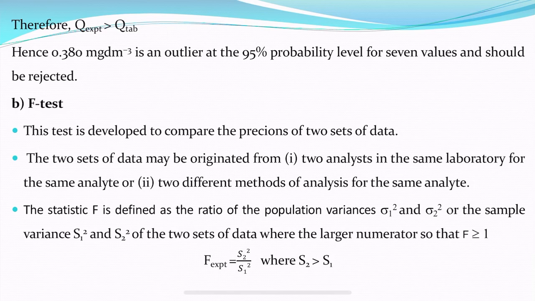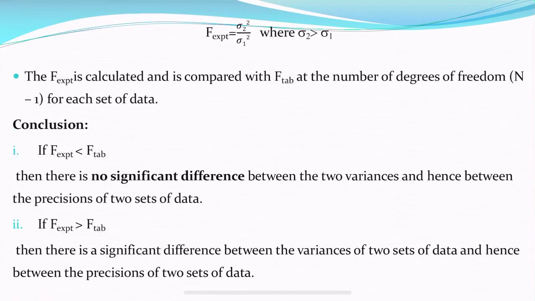In this way I am going to represent the F test in terms of mathematical expressions. That is S2 squared divided by S1 squared, where S2 will be greater than S1. Or else, F experimental can be represented as sigma 2 square divided by sigma 1 square, where sigma 2 will be greater than sigma 1. This is how I am going to express it mathematically. The F experimental is calculated and is compared with the F tabulated at the number of degrees of freedom, that is n minus 1 for each set of data.